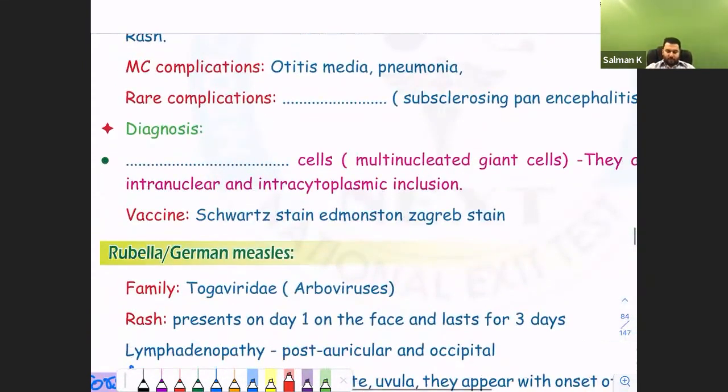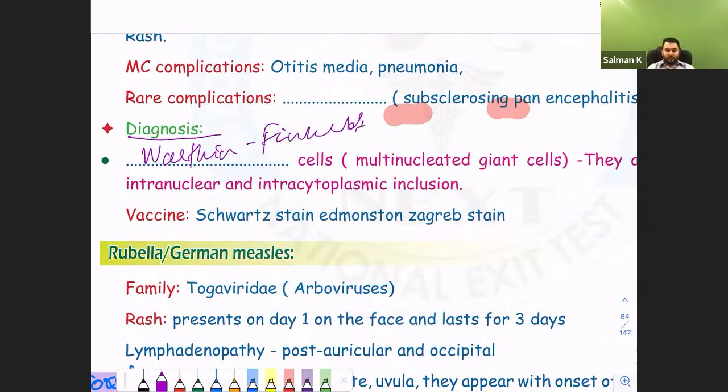Next, moving on, a very important complication that they might ask you here, SSPE, subacute sclerosing panencephalitis. SSPE, this is a complication of measles. Now, when you take up the diagnostic part of this, you get to see these cells called Warthin-Finkeldey cells. Yeah, in measles we see these macrophages with a fancy name, Warthin-Finkeldey cells. So that's it. That's about this guy.